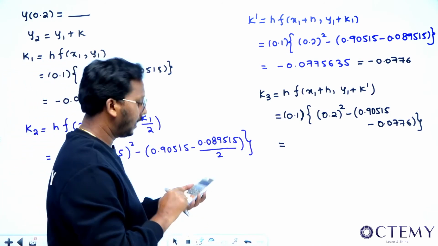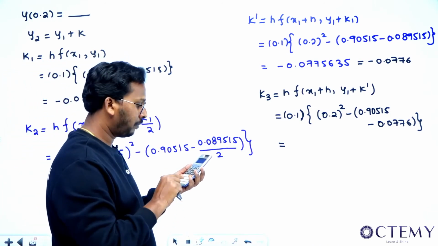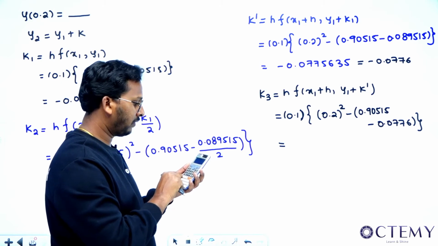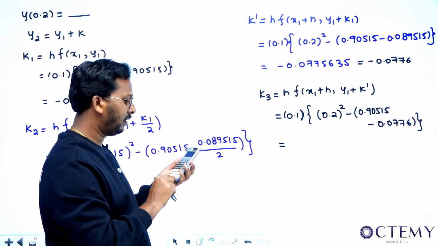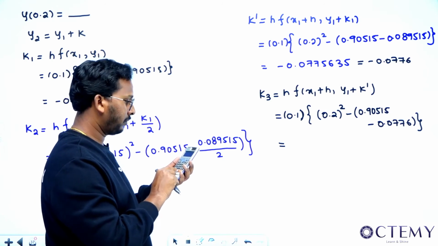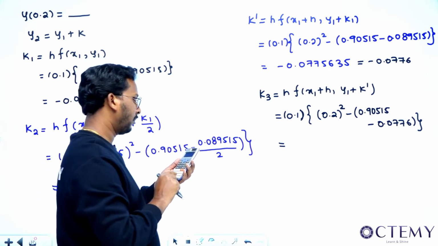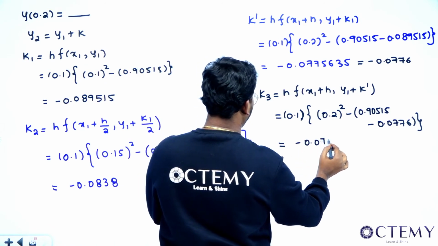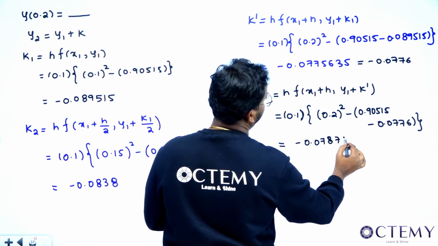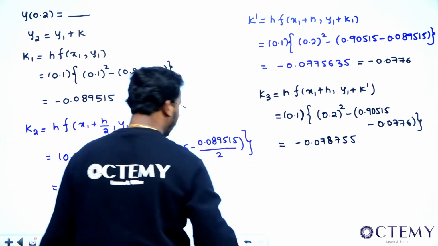So if we calculate this K3, we are going to get this K3 as 0.2 square plus 0.0776 minus 0.90515 into 0.1. So that will become minus 0.078755. Very good.